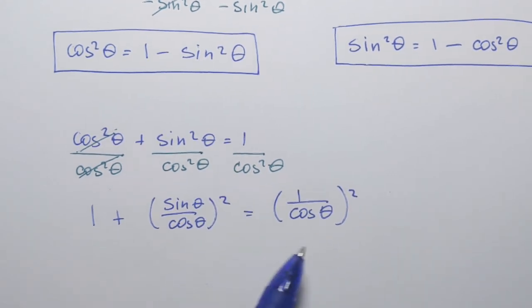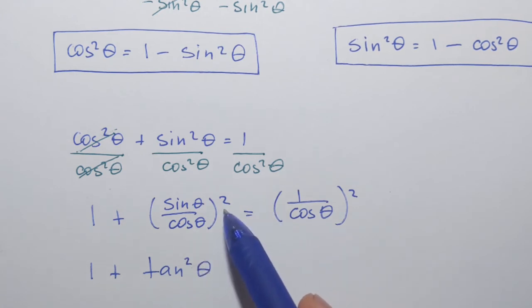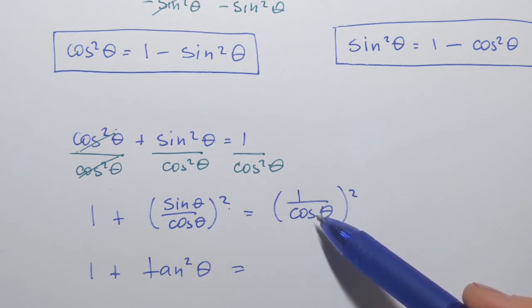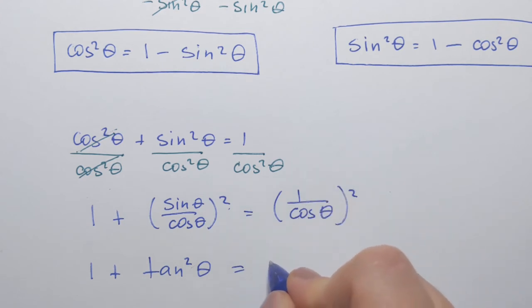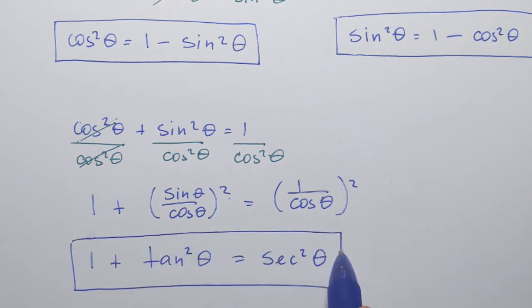Do you recognize some parts of this identity? What is sine theta over cosine theta? Well, that is tangent. We just refreshed that, right? So I can rewrite it as 1 plus tangent squared of theta, square is still there, equals, now how about 1 over cosine? Do you recognize that one? That is secant. So it's secant squared of theta. And that's another version of the Pythagorean identity. Here it is. That's the one that relates tangent and secant. So 1 plus tangent squared equals secant squared.